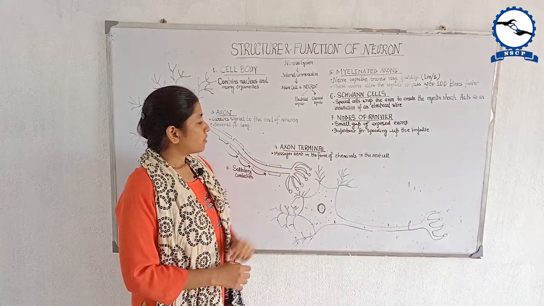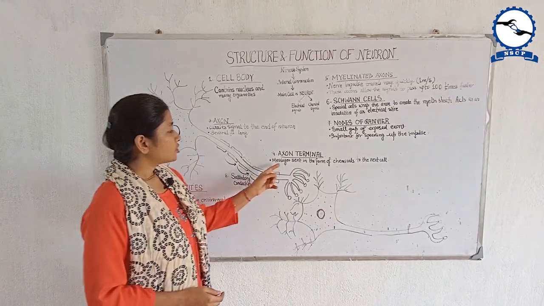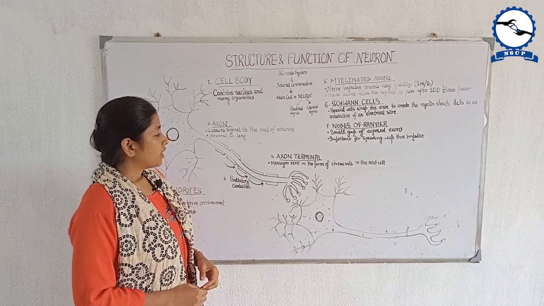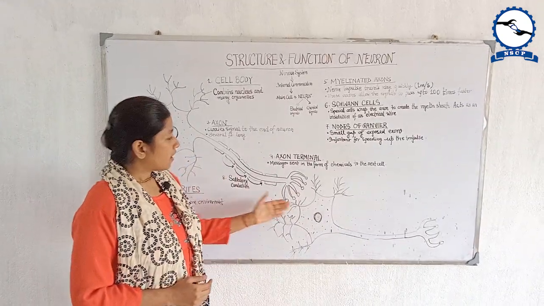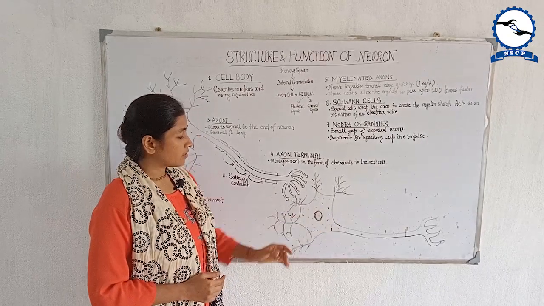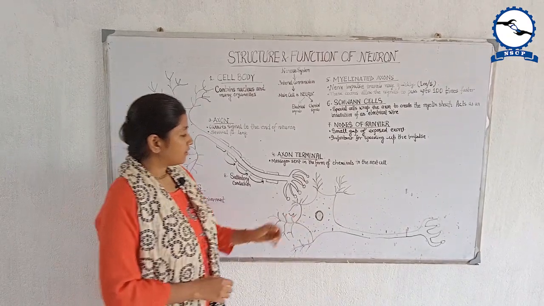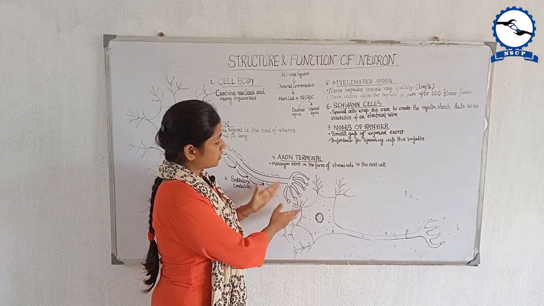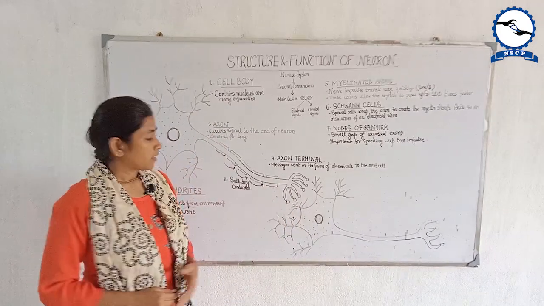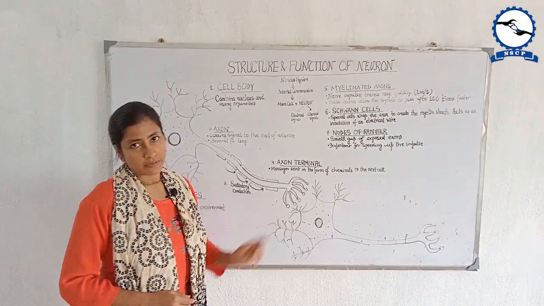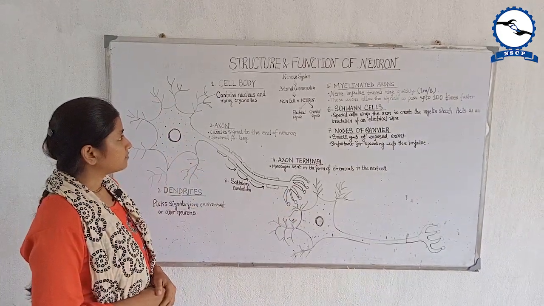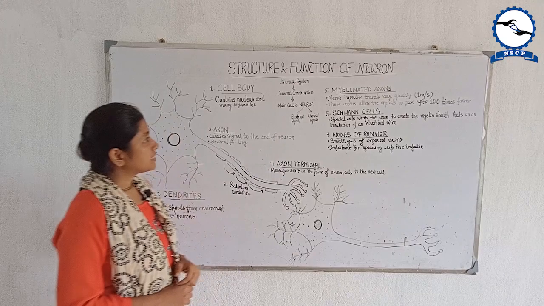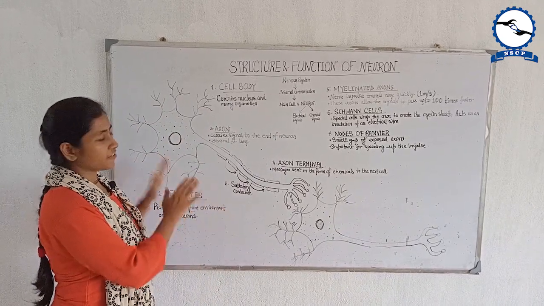Now, the function of the axon terminal is to send messages in the form of chemicals to the other cell, the other neuron or the next cell. There is a gap between two neuron cells, called the synapse, where the chemicals are released from the axon terminal.